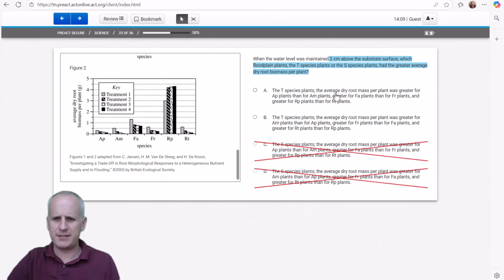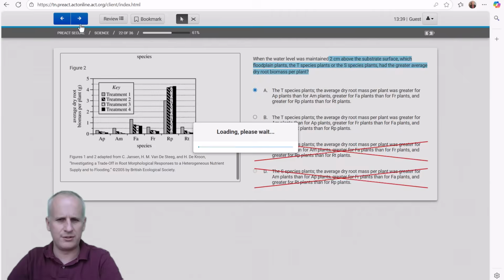So the T species plants, the average dry root mass per plant was greater for AP than for AM. No, it was not. So the average, actually it is, it's going to be real close, and greater for FA and greater for RP. So it's going to match that, even though the AP and the AM are a little bit off. Actually, I should have remembered that it's for treatment 3 anyway. We don't care about all of them. So it's going to be choice A. Just be careful and track the individual pieces, and you'll get something like number 22 here, correct?